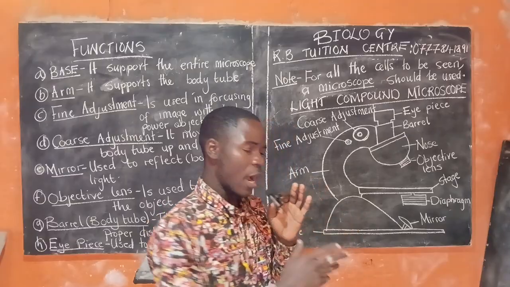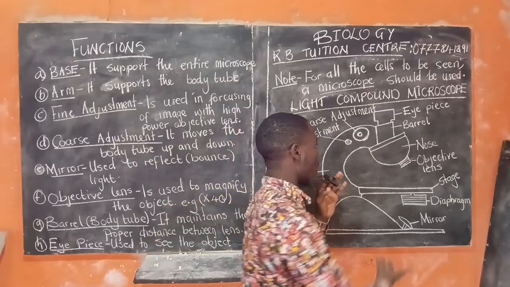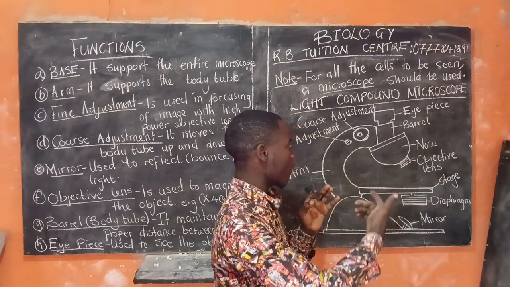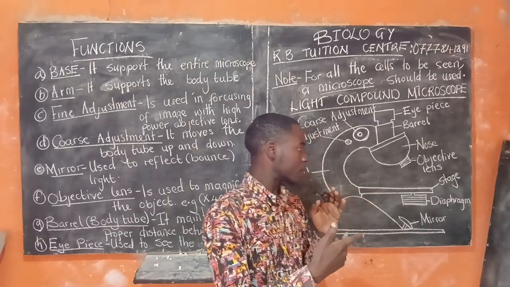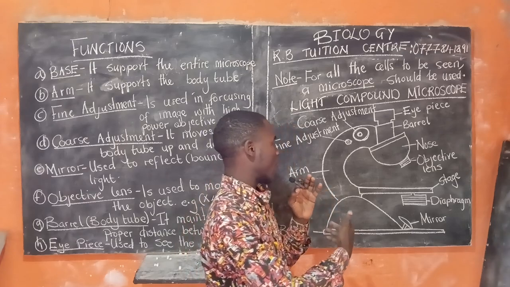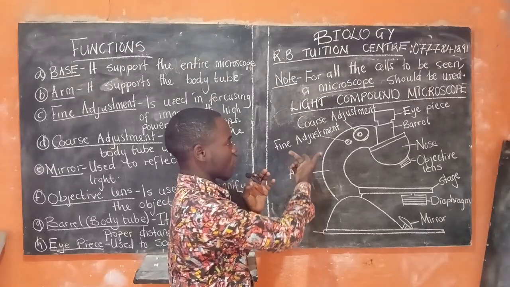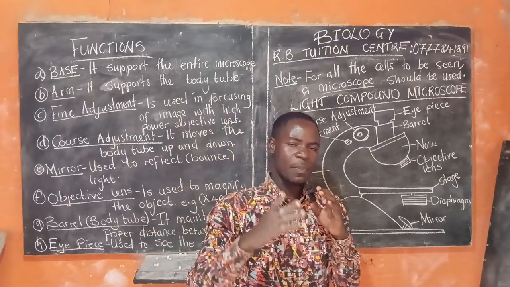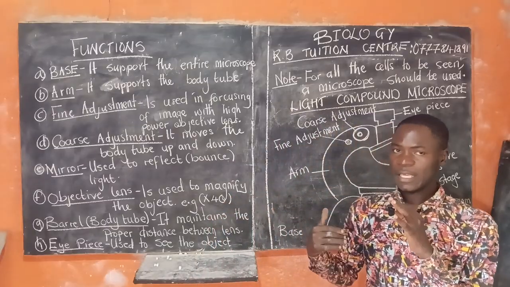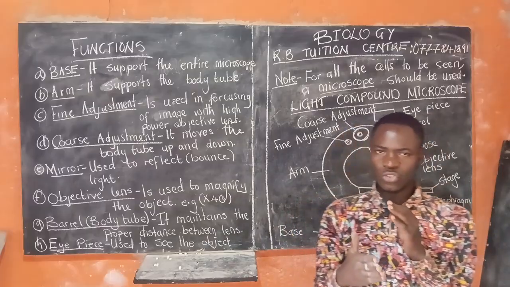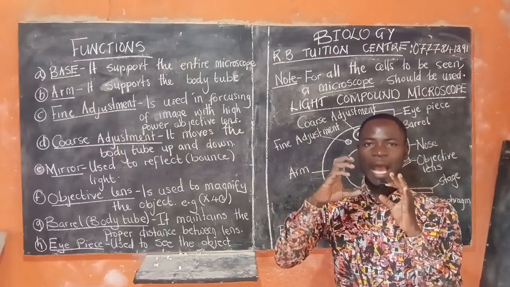Over this structure, we have some parts, each with its own function. We have the eyepiece, the barrel, the nose, the objective lens, the stage, the diaphragm, the mirror, the arm, the fine adjustment, and the coarse adjustment knob. We need to understand these parts, which qualify that this is the light compound microscope. So let's begin by breaking down what each does.